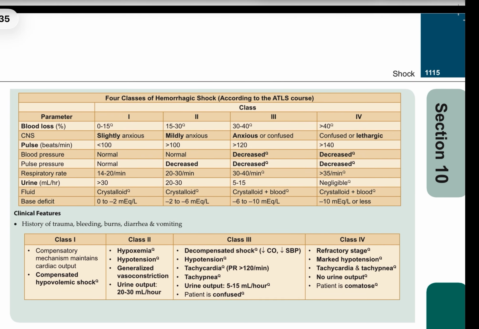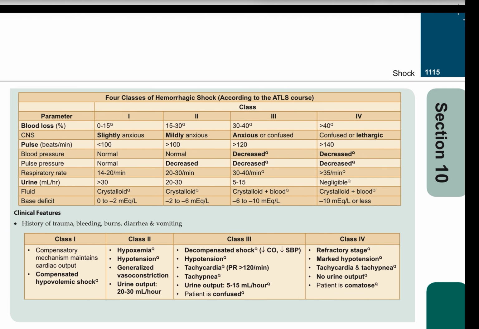There is a classification, class 1, 2, 3, 4. In class 1, blood loss is 0 to 15 percent. The patient is slightly anxious. Pulse will be less than 100. Blood pressure normal, pulse pressure normal, respiratory rate 14 to 20, and urine output more than 30.